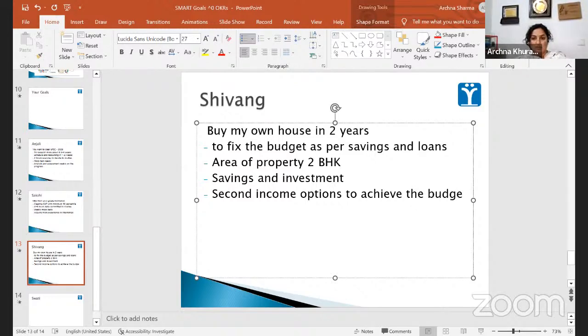Achieve the budgeted target. ठीक है, so this is how you will be able to reach and buy your house.